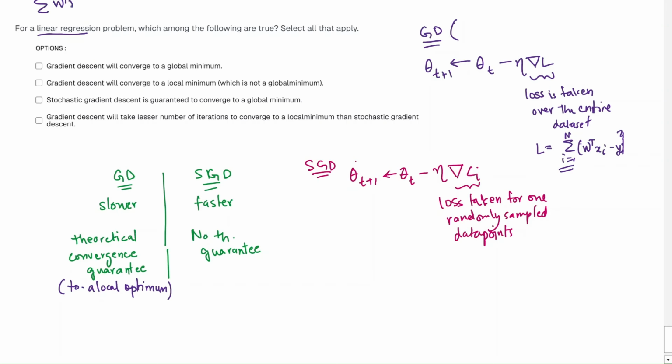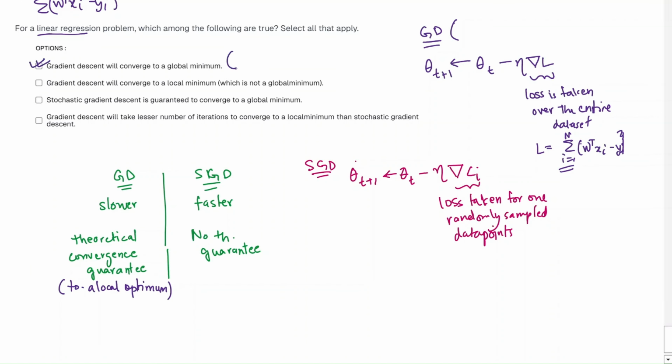Summation (W transpose xi minus yi) whole square. And this is a function of W, right? Because we are optimizing over W, the weights. And it is a convex function. Because it is a convex function, the local optima and the global optima will be the same. And because of that, we can say that the gradient descent will converge to a global minima.